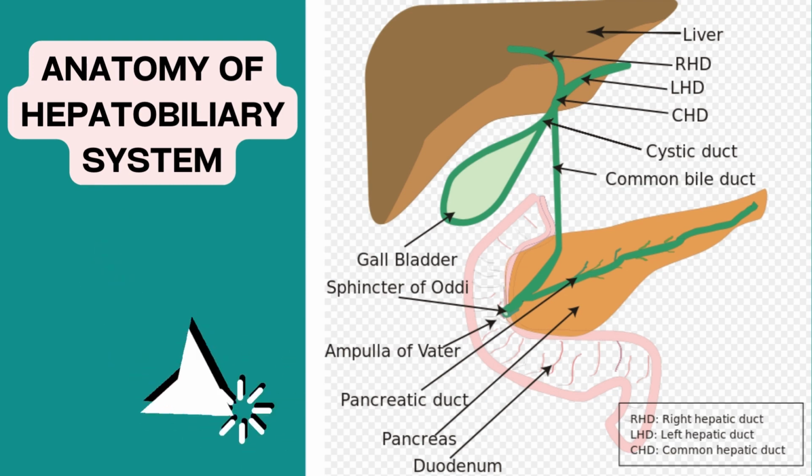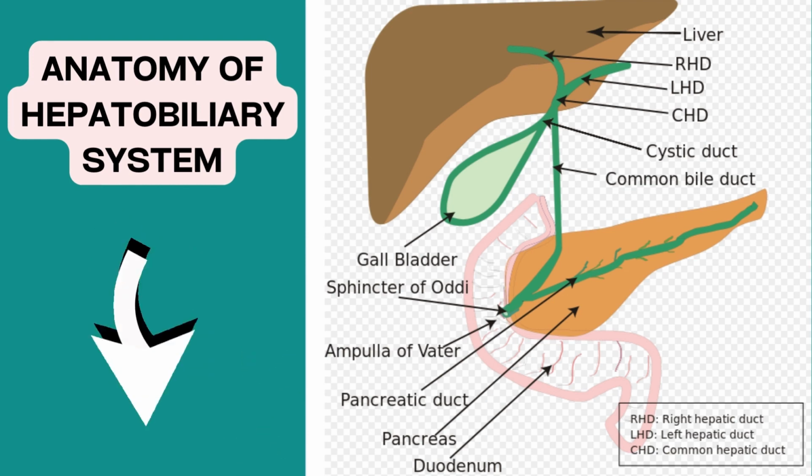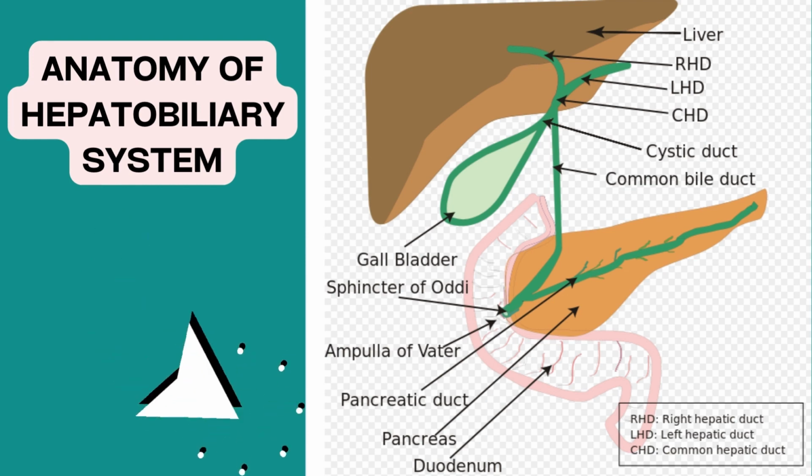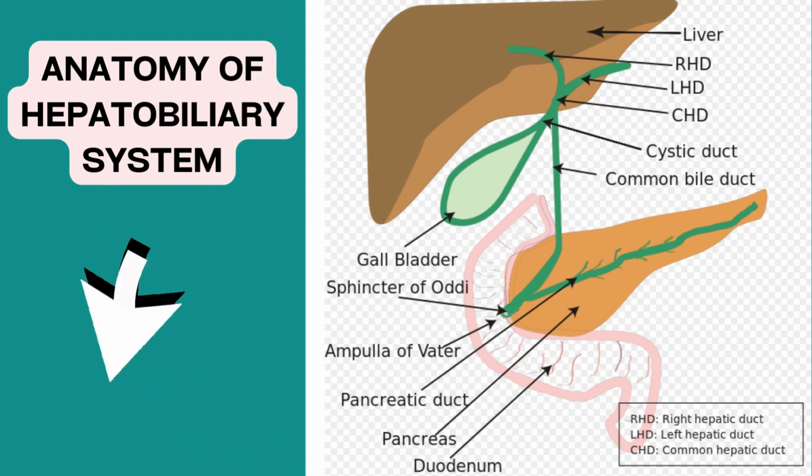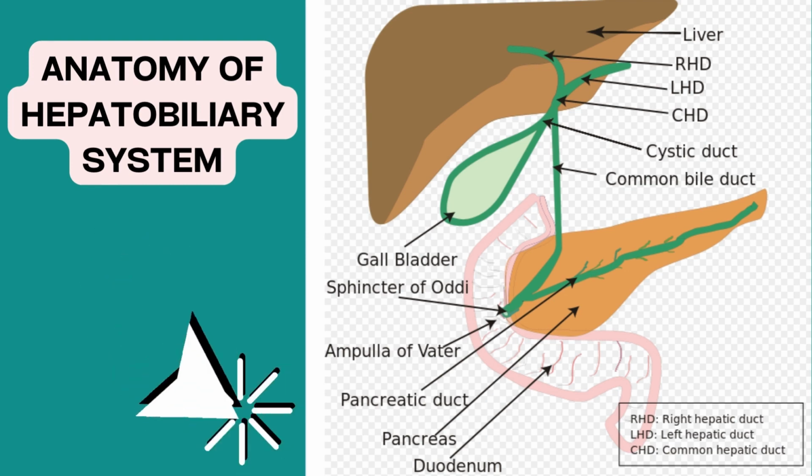In this diagram you can see the gallbladder, which is an intraperitoneal pear-shaped organ that is located in the right hypochondrium, or the right upper quadrant of the abdomen. The gallbladder's primary function is to store bile.